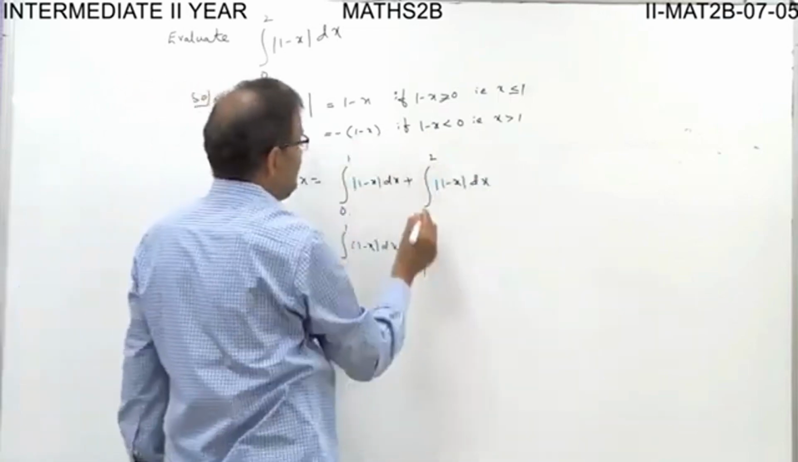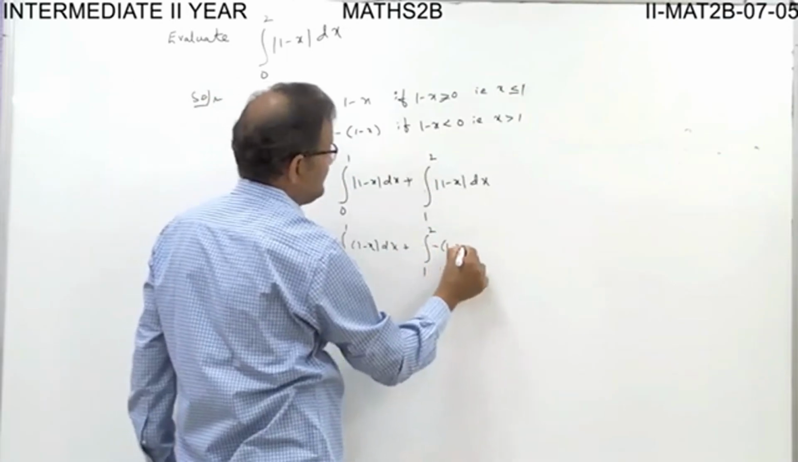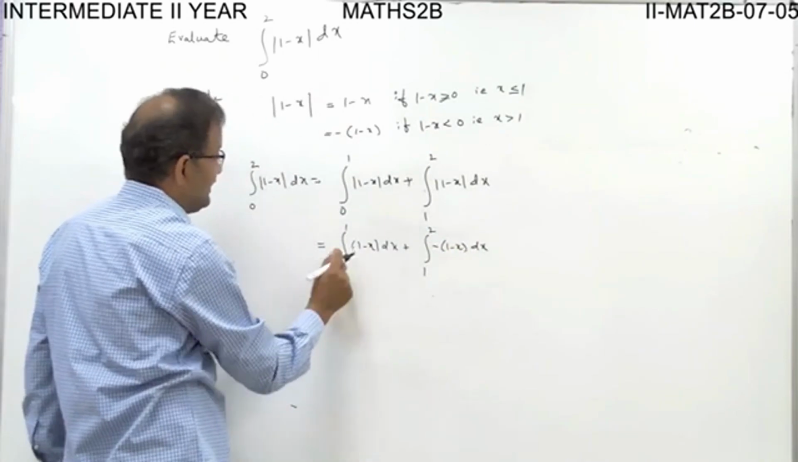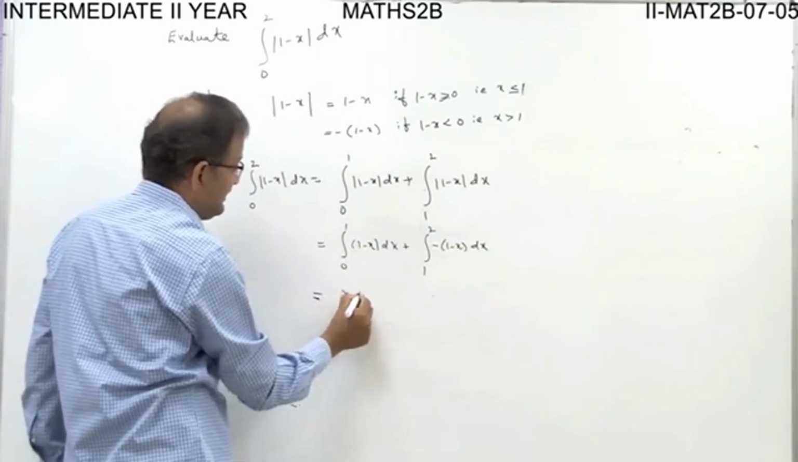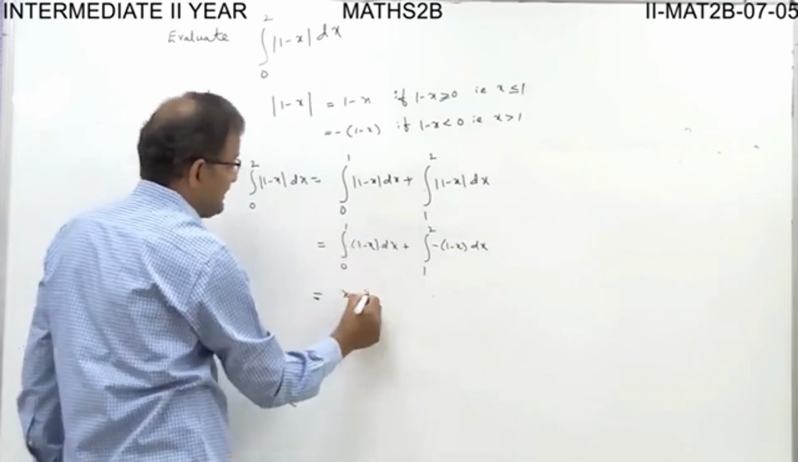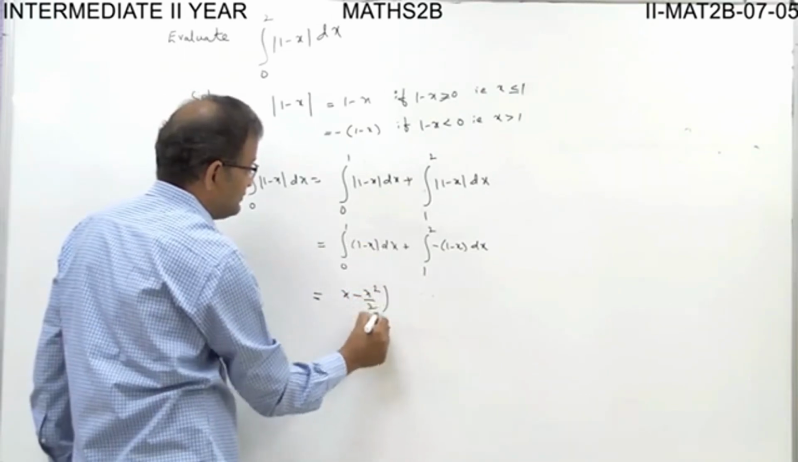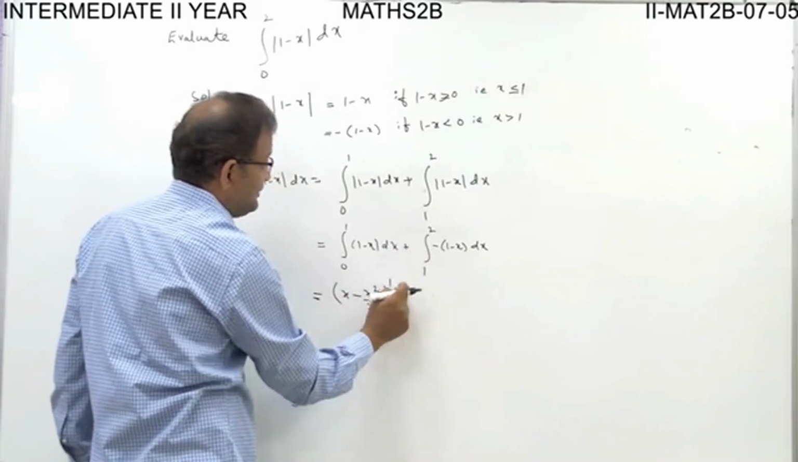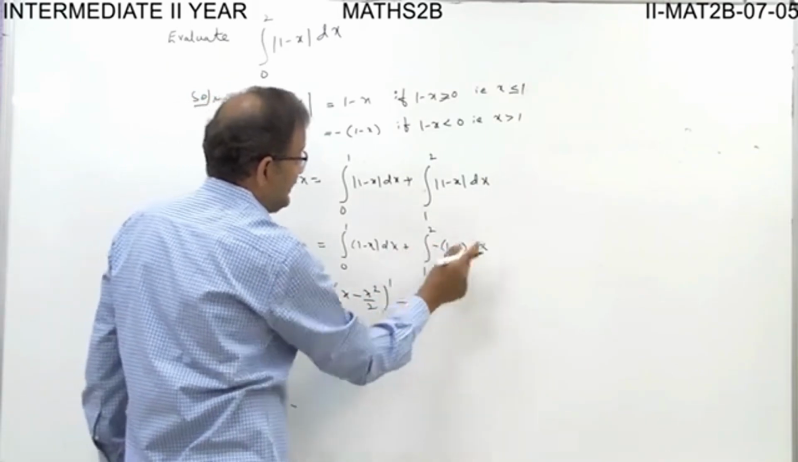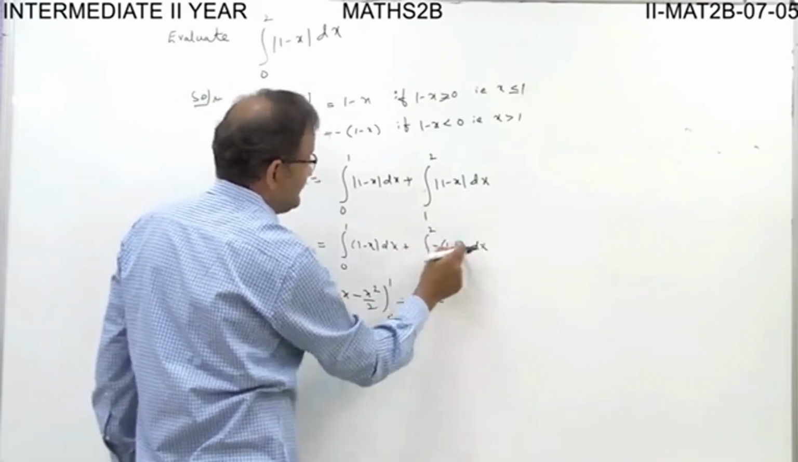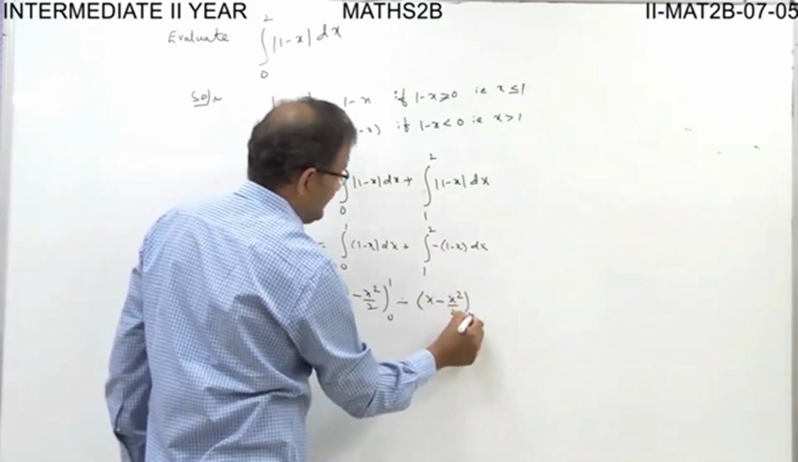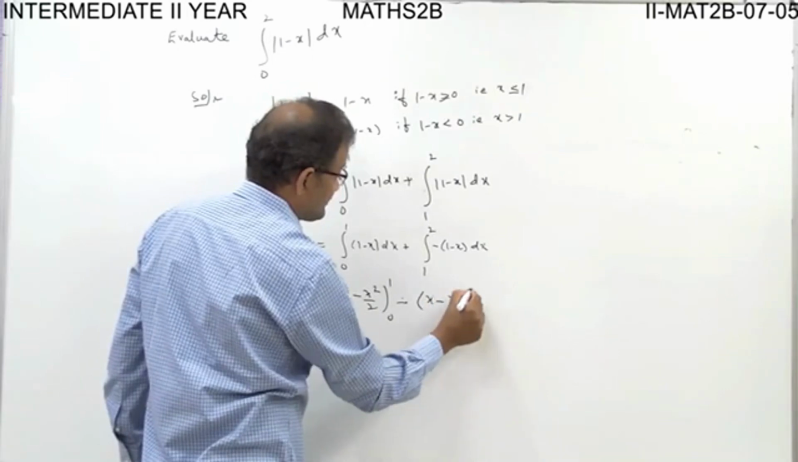When x greater than 1, it is minus of 1 minus x dx. This is equal to integral 1 dx, x, integral x dx, x square by 2, from 0 to 1, plus minus integral 1 dx, x, integral x dx, x square by 2, from 1 to 2.